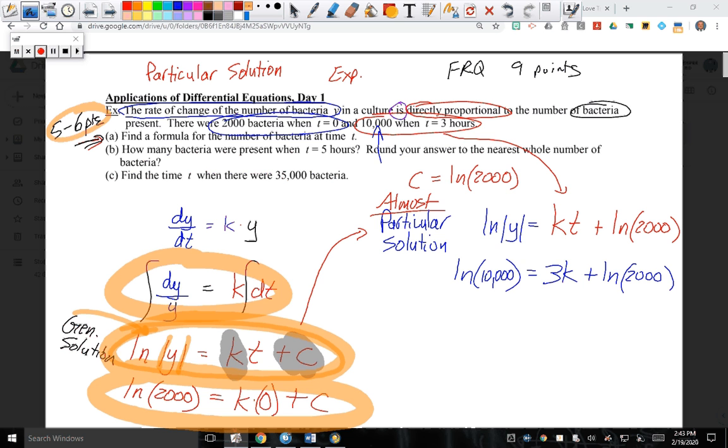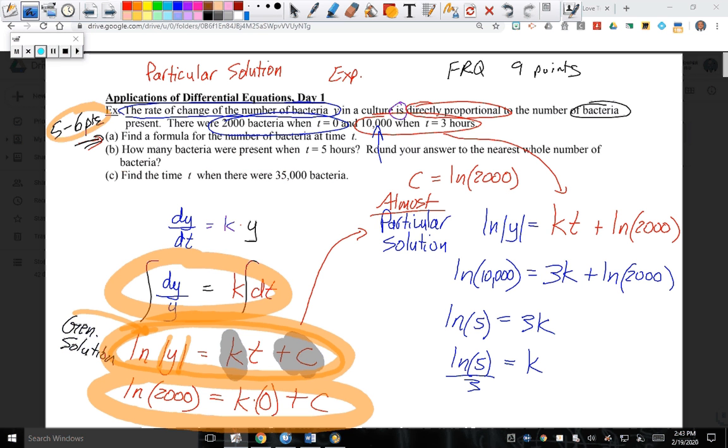Okay, here we go. Let's combine our natural logs. What am I going to do to this natural log? I'm going to subtract it. So if I subtract the natural log from the right side and I move it over here, what am I doing with 10,000 and 2,000? Dividing. So 10,000 divided by 2,000? 5. So that's the natural log of 5 is equal to 3k, and therefore k is equal to the natural log of 5 divided by 3.